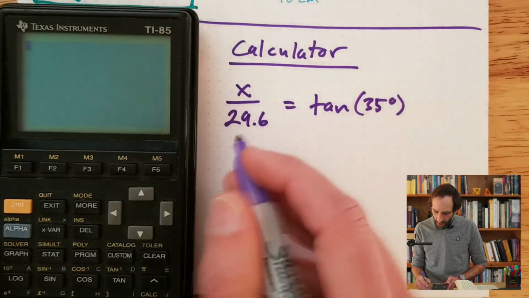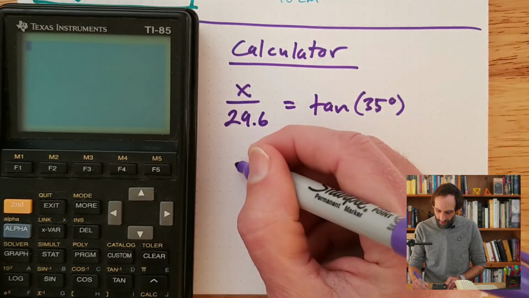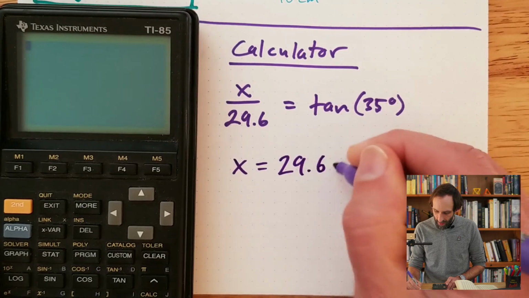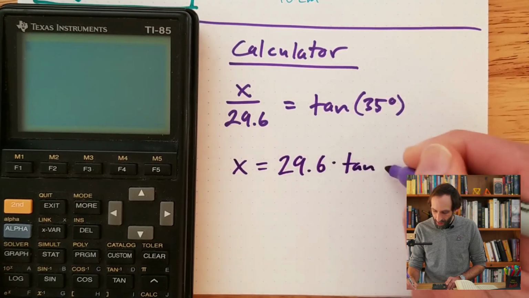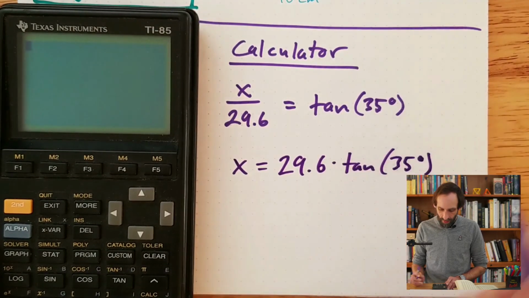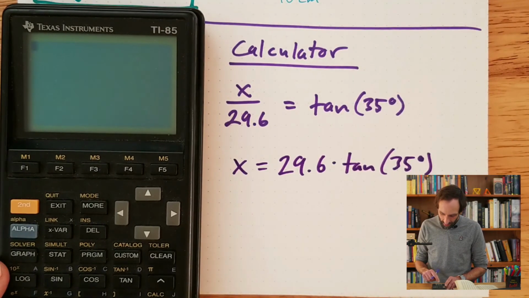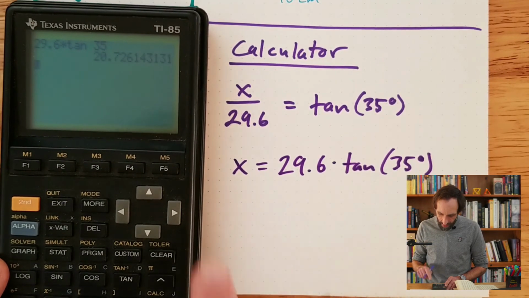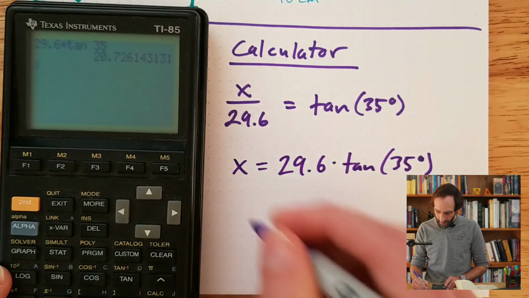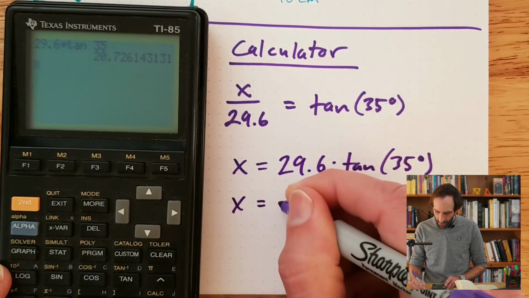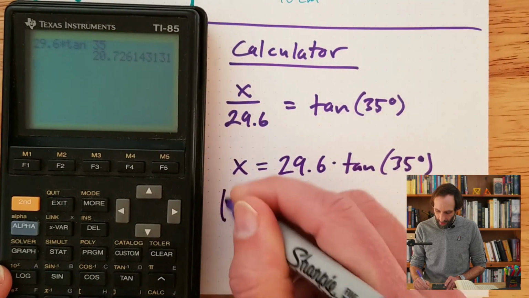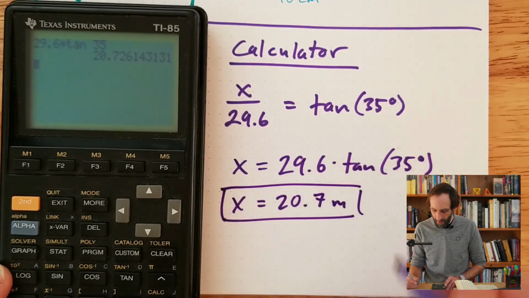Okay, so I could rewrite it there, or I could do some algebra and do it this way. So I'll just multiply both sides by 29.6, and I'll get that x is equal to 29.6 times the tangent of 35 degrees. And I can plug it in my calculator just like that. So 29.6 times the tangent of 35 degrees, and I hit enter. Sure enough, I get that x is equal to 20.7 meters if I round to the nearest tenth of a meter.